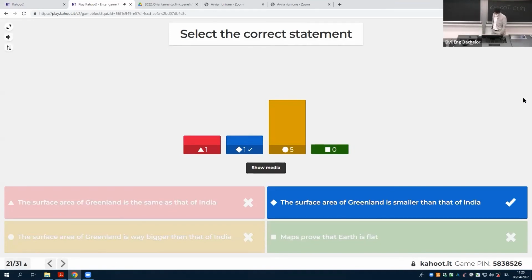The surface area of Greenland is way bigger than that of India. This is the most frequent answer, but the correct answer is that Greenland is a lot smaller than India. What's the problem here? The problem is that the Earth is kind of spherical, okay? Not exactly, but it's spherical. And when you want to sketch the world on a plane, you have distortions. And in these maps that you are used to watch, distortions make whatever is in the north or south poles look a lot bigger than what they really are. In reality, Greenland is much smaller than India. India is way bigger, okay?